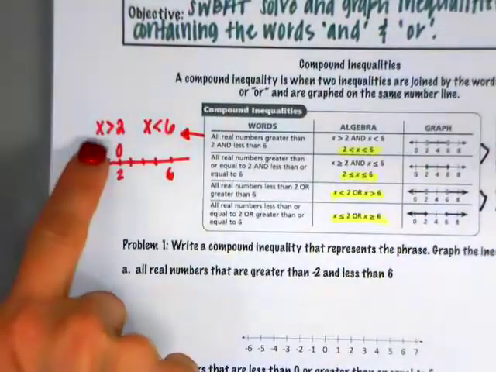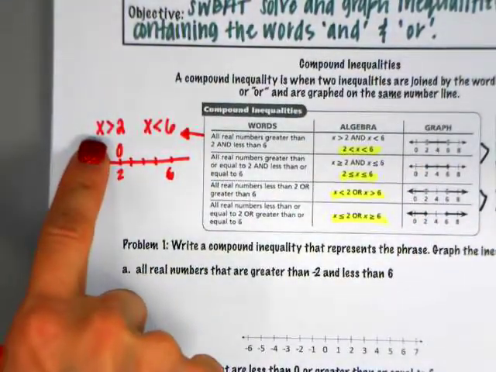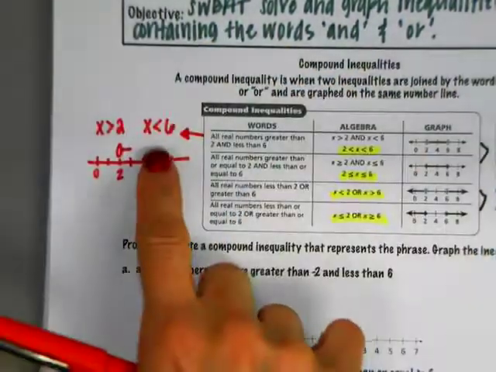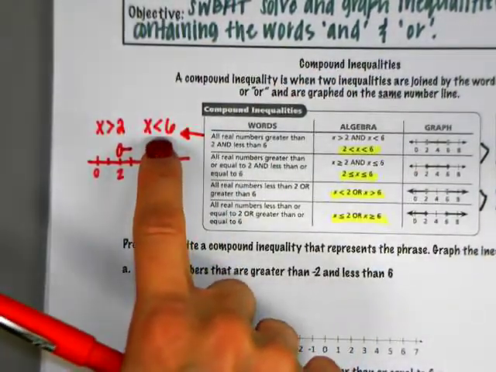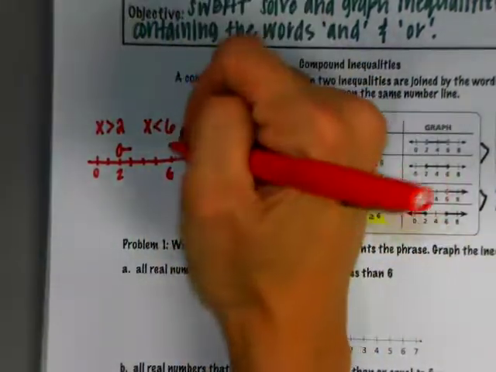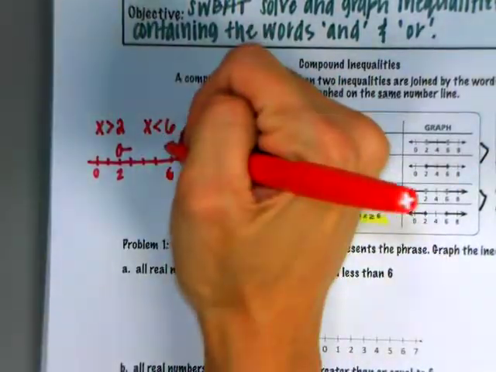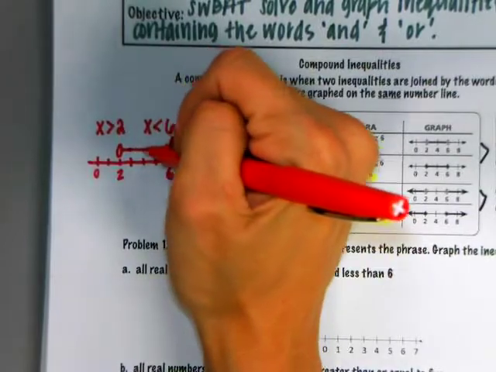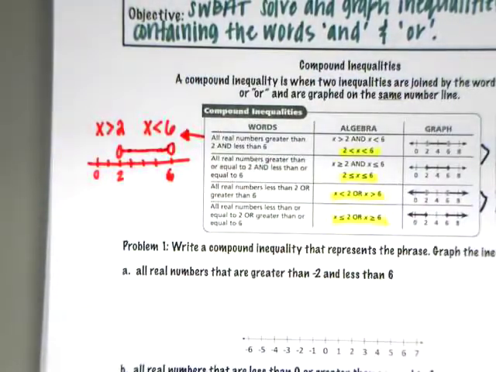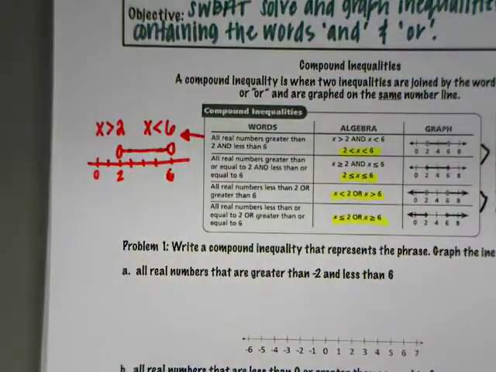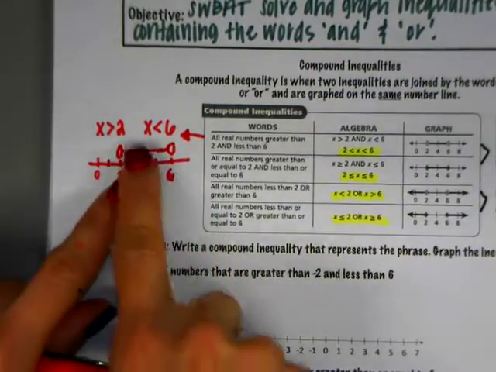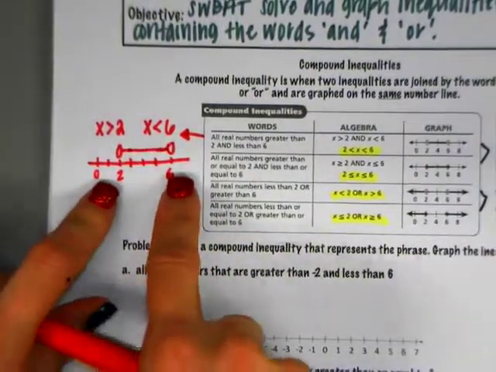Open. Open. And then it's greater than, so what direction would that go? Right. To the right. At 6, would it be open or closed? Open. Open. Less than goes what direction? Left. Left. Okay. So that's why your graph looks like that, because they're going towards each other. Okay. So basically your x's are between 2 and 6, not including them though.